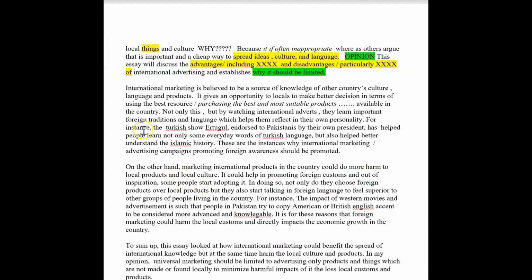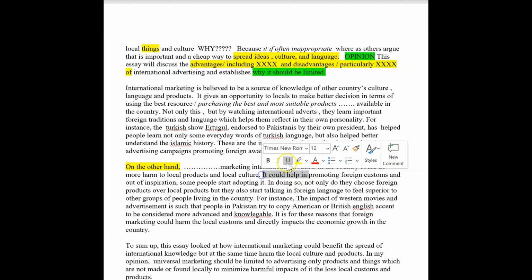However, so careful. You can't have on the one hand if you haven't got on the other hand. Careful on the coherence, the structure. However, it can be argued, or some people argue, that marketing international products could do more harm. So you're saying the negative things. And I think rather than this could help, I think you want to have this is because. Help sounds positive, but here you're negative.